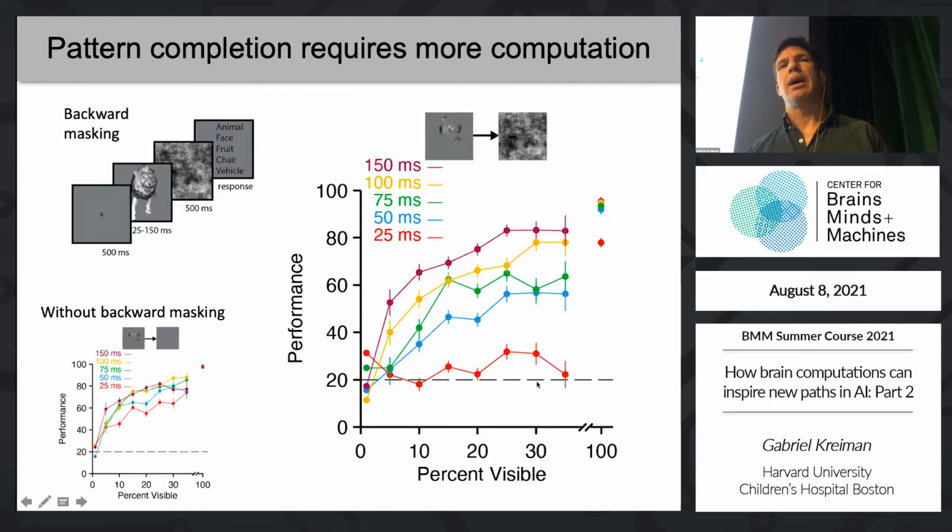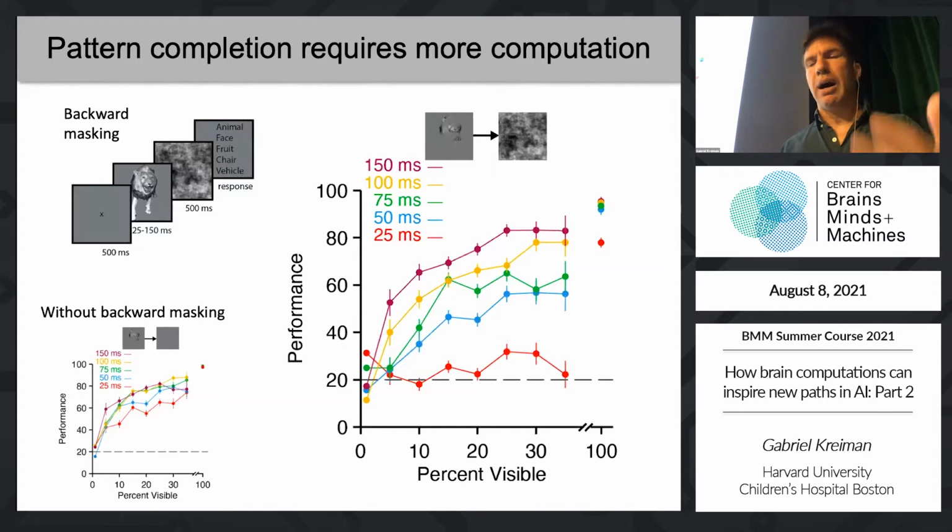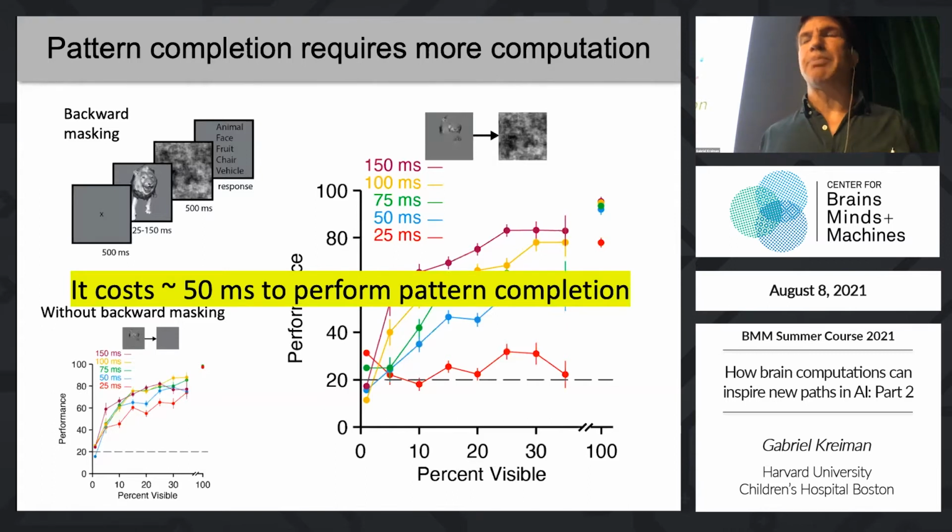So the backward mask severely disrupts the effect of pattern completion, the ability to recognize heavily occluded objects under these conditions of very, very short exposure. So this is the interpretation here, that it costs about 50 milliseconds to be able to perform pattern completion. You need to have that amount of time. We can debate whether this is bottom up or top down, but you need this additional 50 milliseconds of processing to be able to put the pieces together and recognize these heavily occluded objects. As a side note, when I use the word pattern completion, I mean purely visual recognition here.